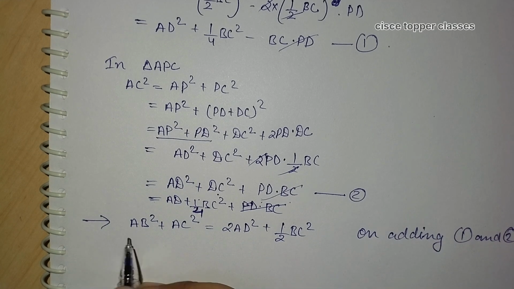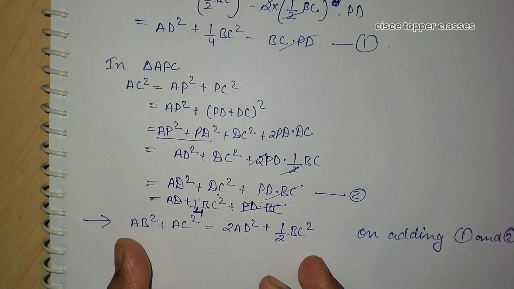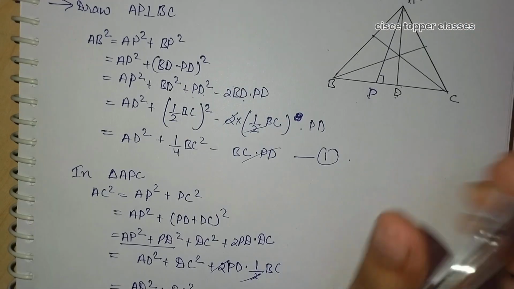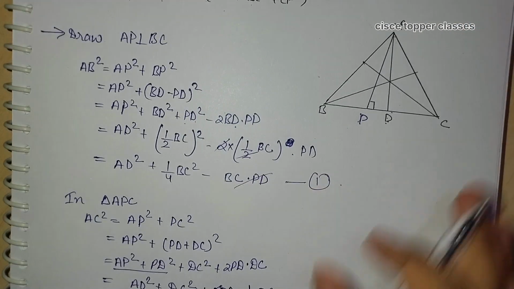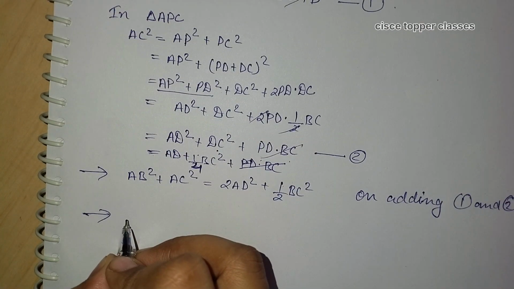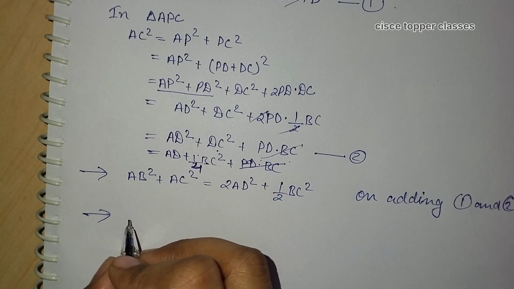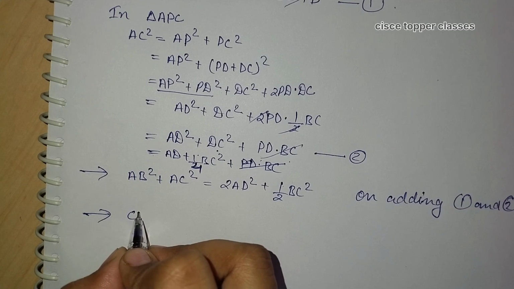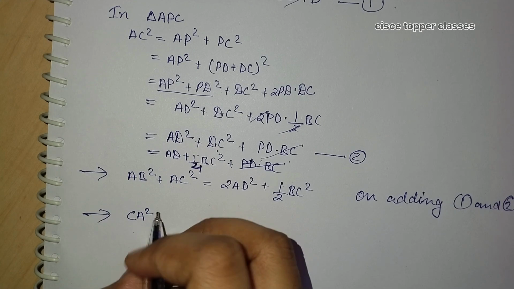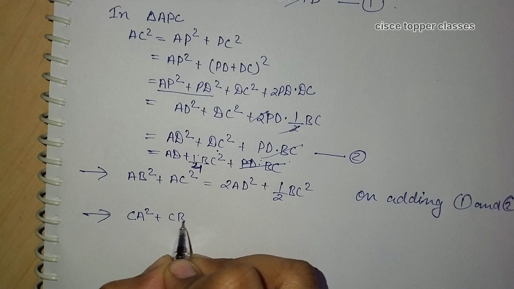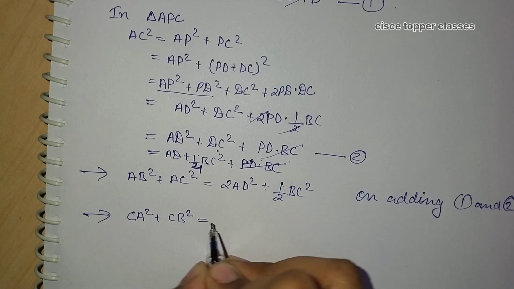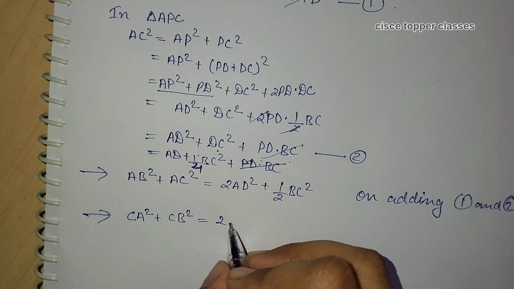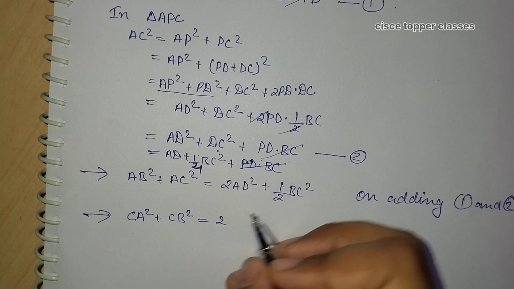Now by using this information only, if we draw a perpendicular from C, we can write this again. So if we draw from C, we can write CA square plus CB square, and this will be equal to half of 2 AD square, and so on.